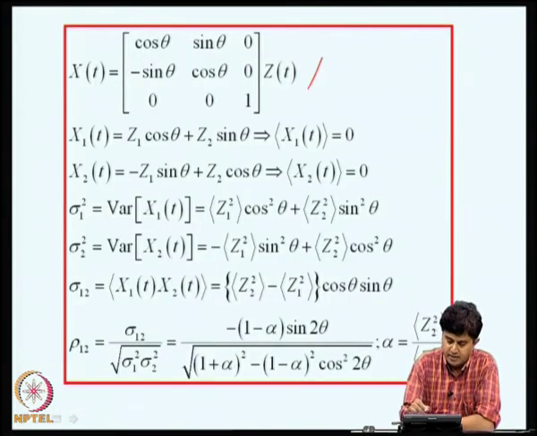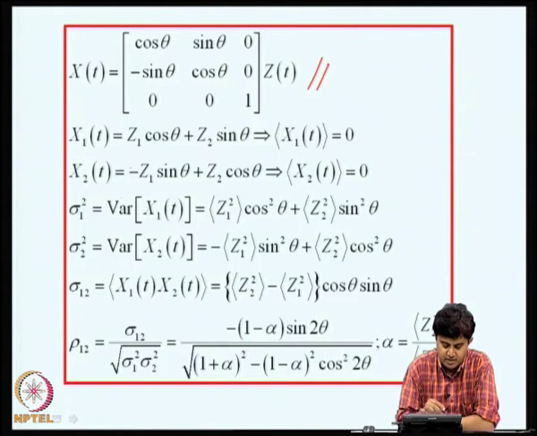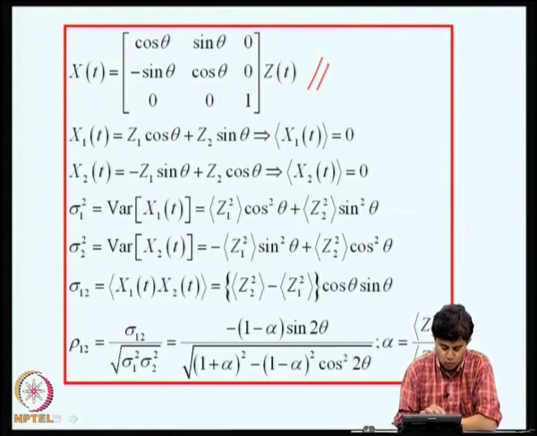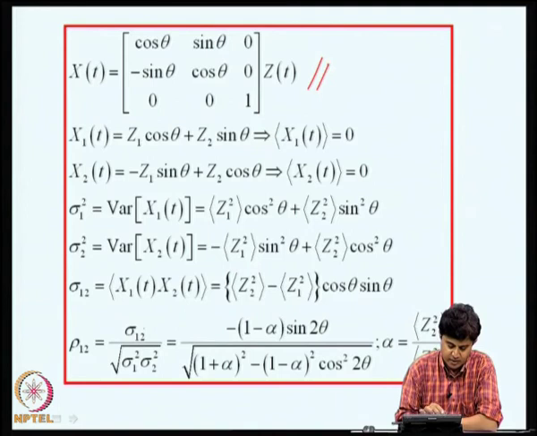Therefore, x of t is given by this, and consequently I can write x1 and x2. We are assuming that the vertical axis coincides, and only there is rotation in the horizontal plane. So, we can make these transformations and examine the variances in the x1, x2, x3 system, and we get this, and we define rho 12 as the correlation coefficient associated with x1, x2, and in terms of theta we get this in this form.